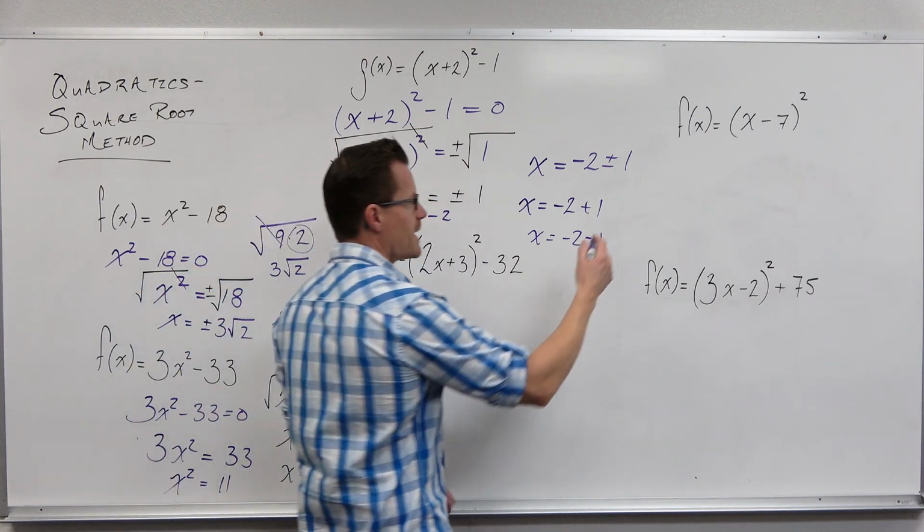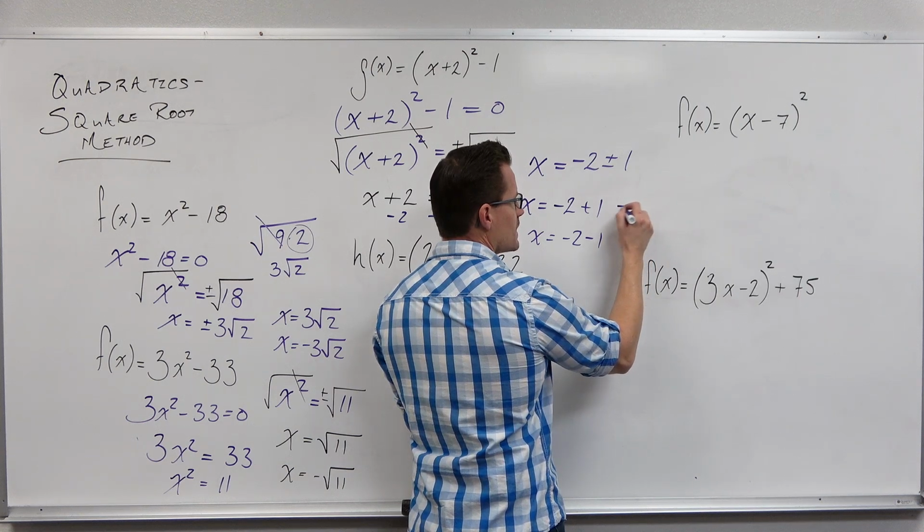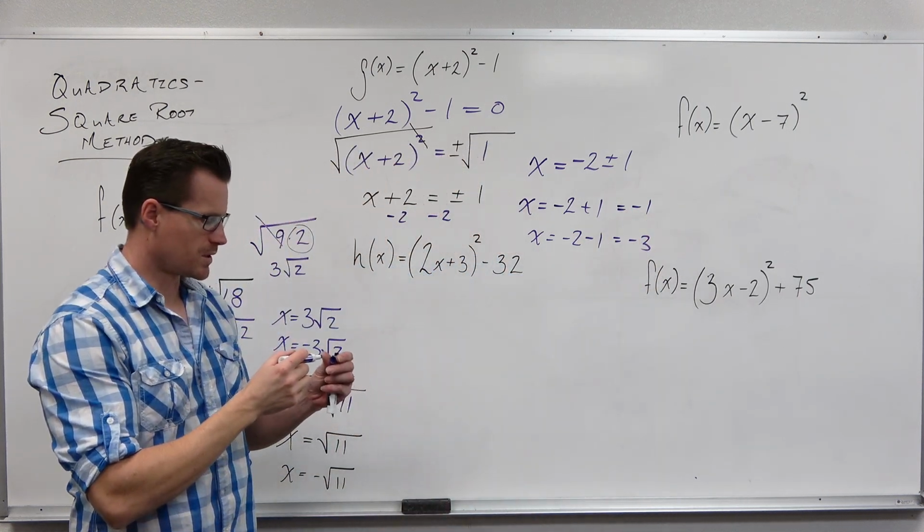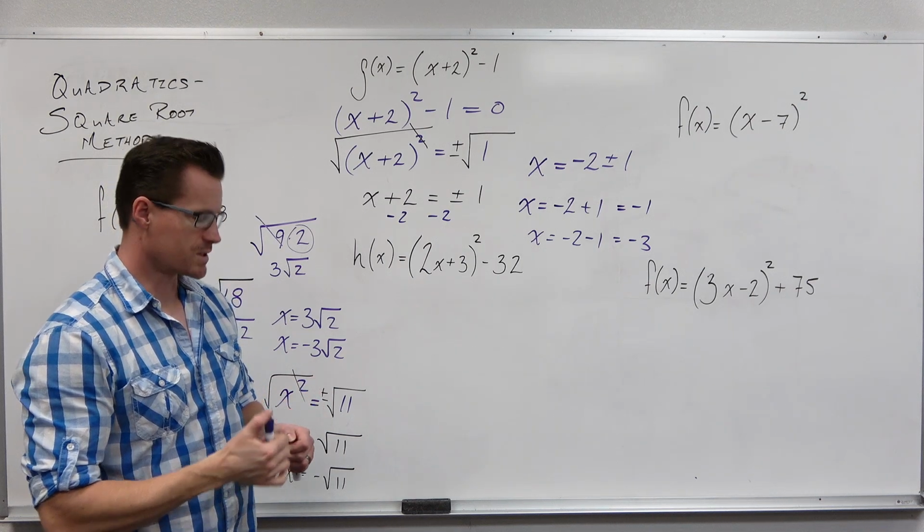So let's look at it. Man, now we're kind of understanding this. This is negative 1 and this is negative 3. So negative 2 plus 1 is negative 1. Negative 2 minus 1 is negative 3.